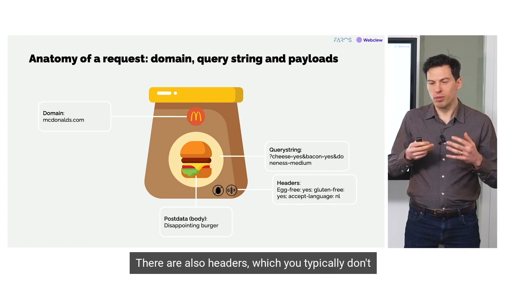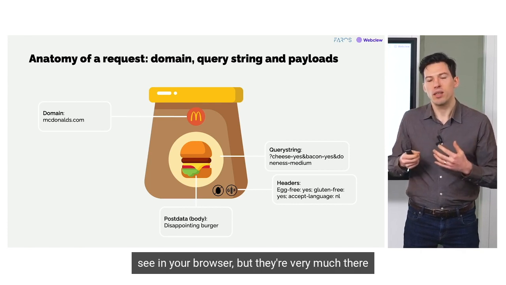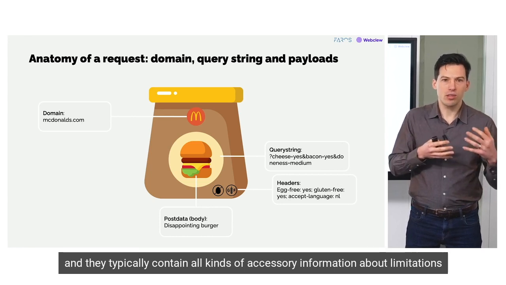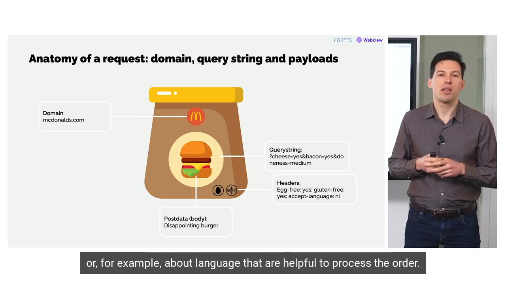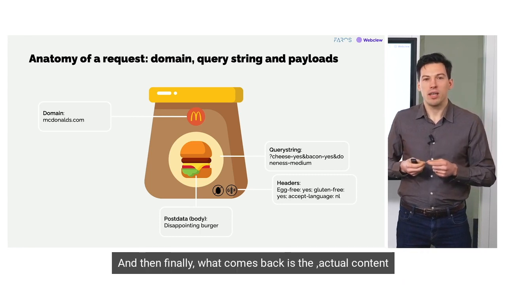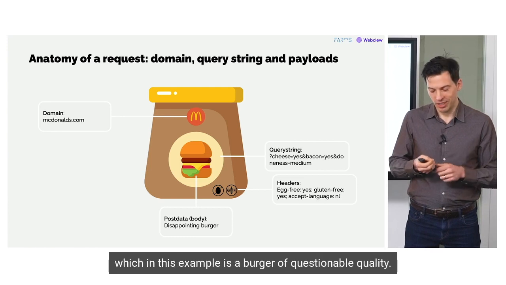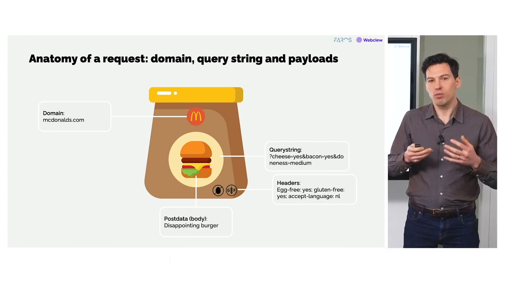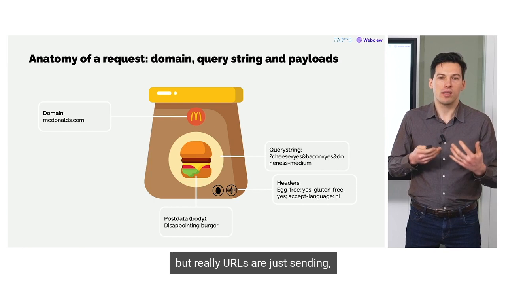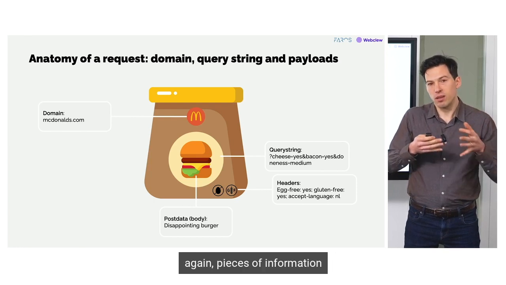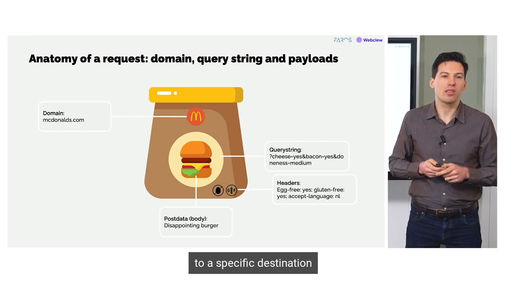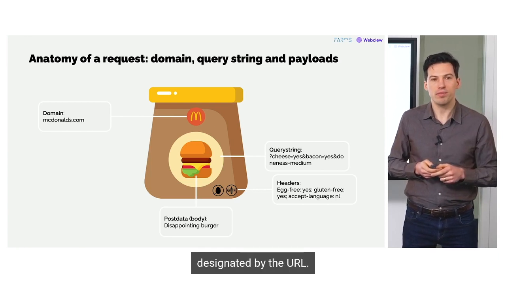There's also headers, which you typically don't see in your browser, but they're very much there. And they typically contain all this kind of accessory information about limitations or, for example, about language that are helpful to process the order. And then finally, what comes back is the actual content, which in this example is a burger of questionable quality. But again, there's much more metadata that is involved, but really URLs are just sending pieces of information to a specific destination designated by the URL.